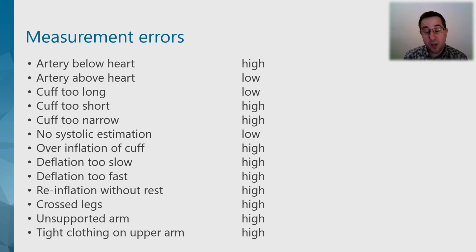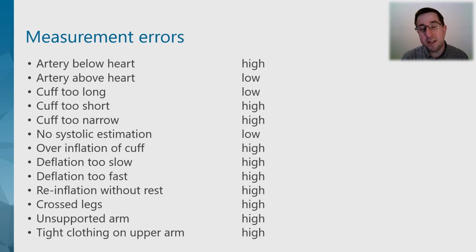The system using a cuff over the artery isn't perfect, and there are loads of different reasons why you may incorrectly estimate a patient's blood pressure. So if the artery that you're measuring the blood pressure in is well below the heart, then you'll get a high reading. If it's above the heart, you get a low reading. If you don't have the right size cuff, it can affect having an incorrect reading. That's either too long, too short, or too narrow.